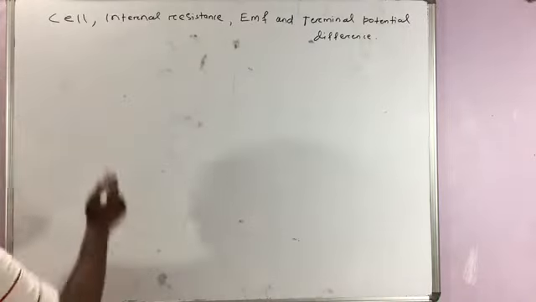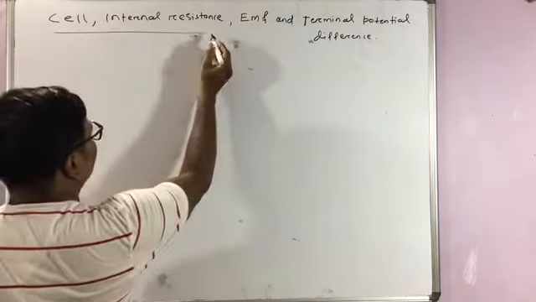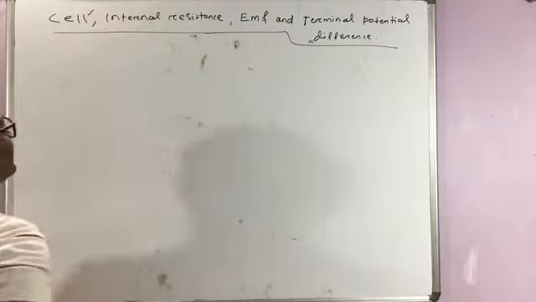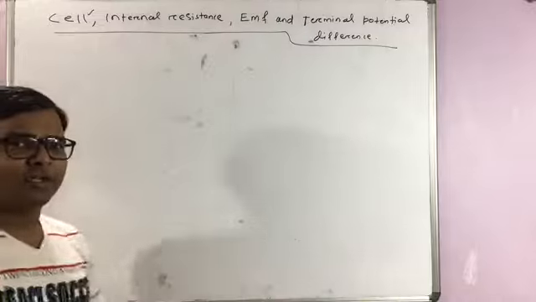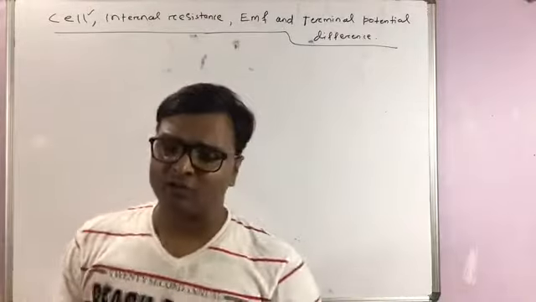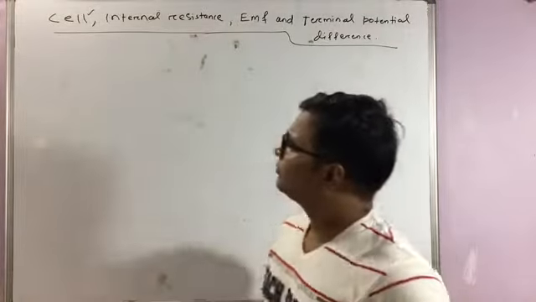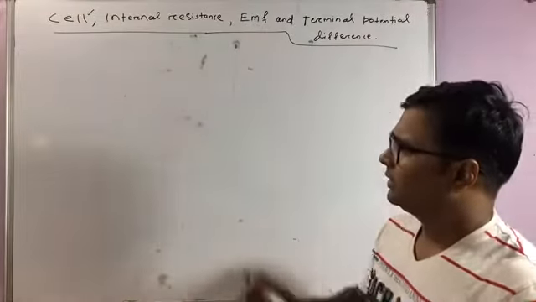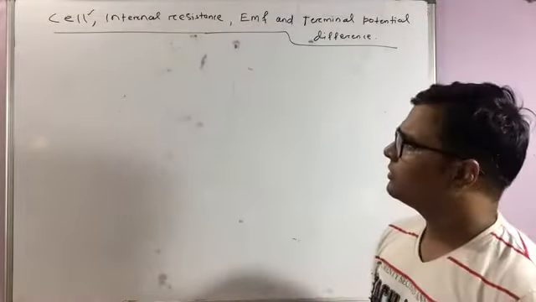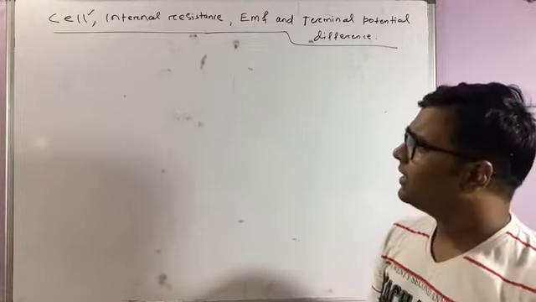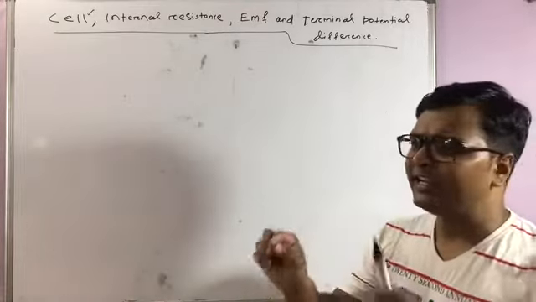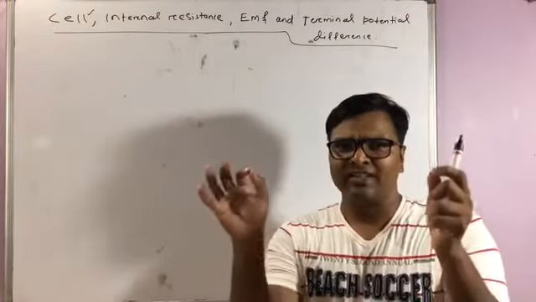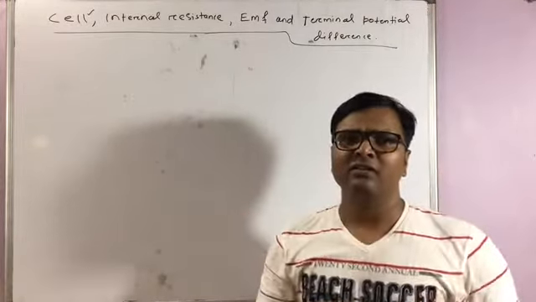So let us understand this concept one by one. What is a cell? Cell is, in layman's understanding, you can say it is actually a battery. Cell is a battery in a layman's word. So what does a battery do? A cell maintains a constant potential difference across its ends when it is connected in a circuit.